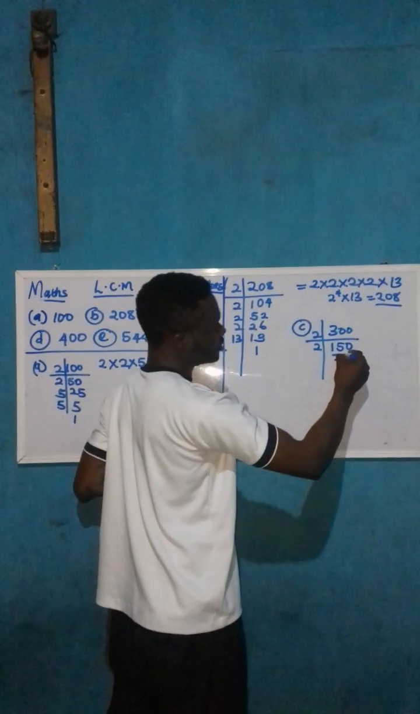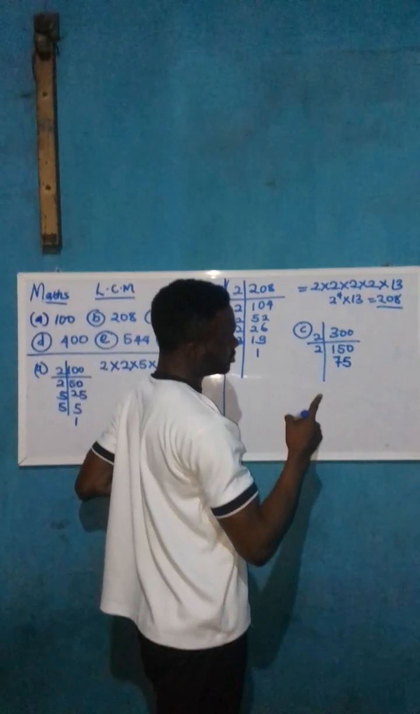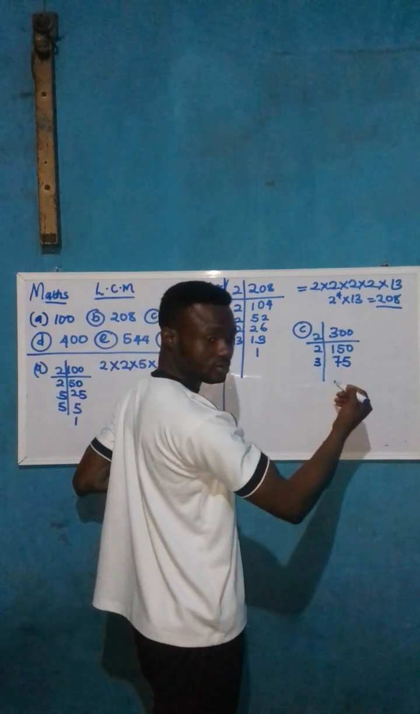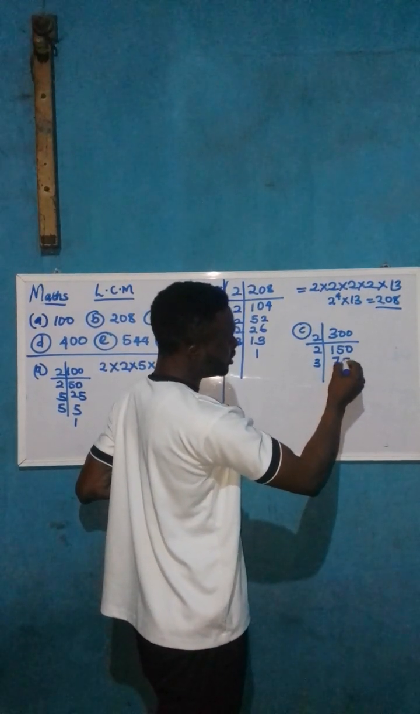2 in 10 will give us 5, right? Now 2 cannot go inside 75 without remainder. But let's see where that 3 can go. If we say 3 in 7, what will it give us? It will give us 2, which remains 1. We'll put 1 here because 15.